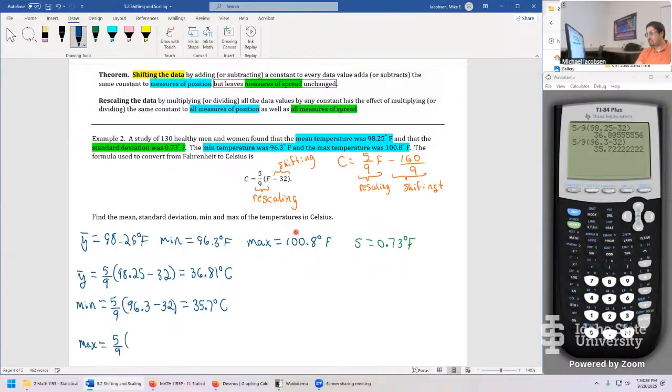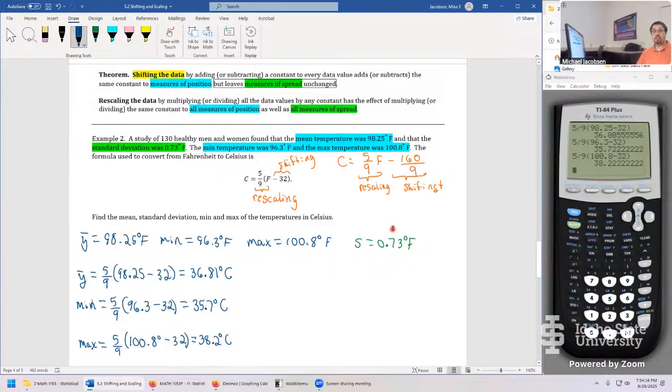Then just redo it again for the maximum. Max is 5/9. In place of F, we put in the Fahrenheit value we had, which was 100.8 degrees. Then subtract 32, that's the rest of the formula, and we'll have a value. So 5 divided by 9, 100.8 minus 32. That gets us to 38.2 degrees Celsius. And one last one to go, the sample standard deviation S.